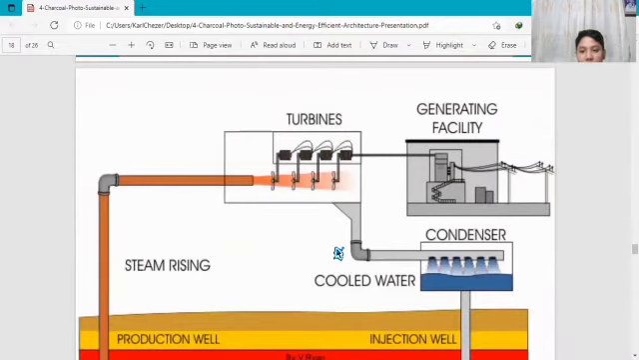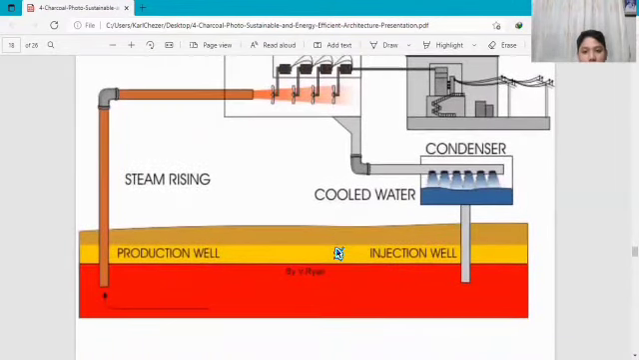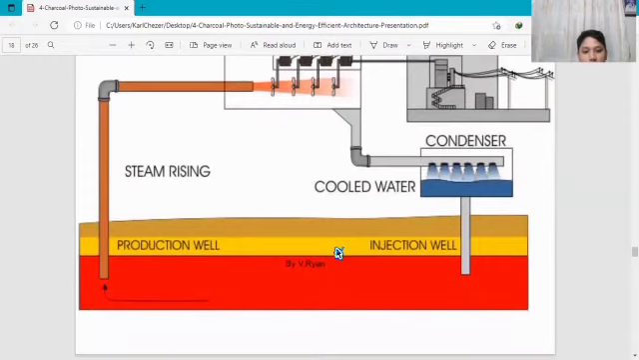Ito muna generating facility, pupunta sa turbines, and steam rising from the production well. Tapos itong condenser, cold water. Tapos ito yung injection well.